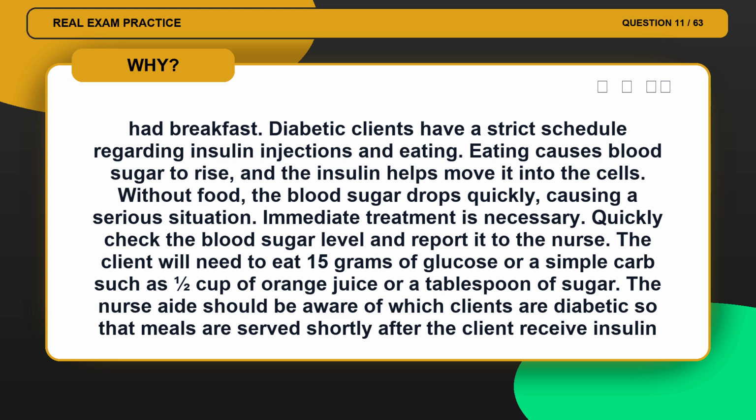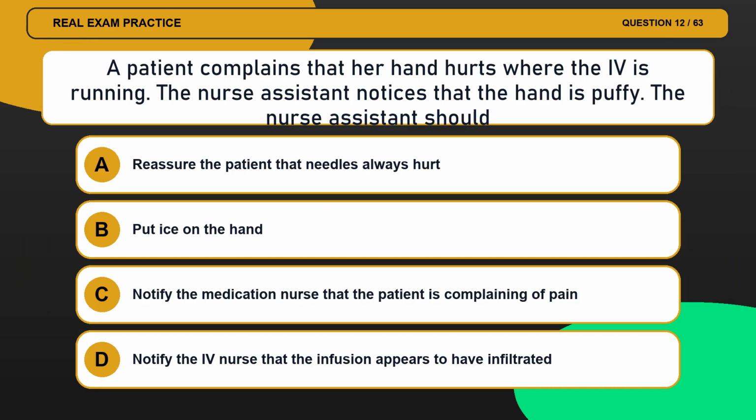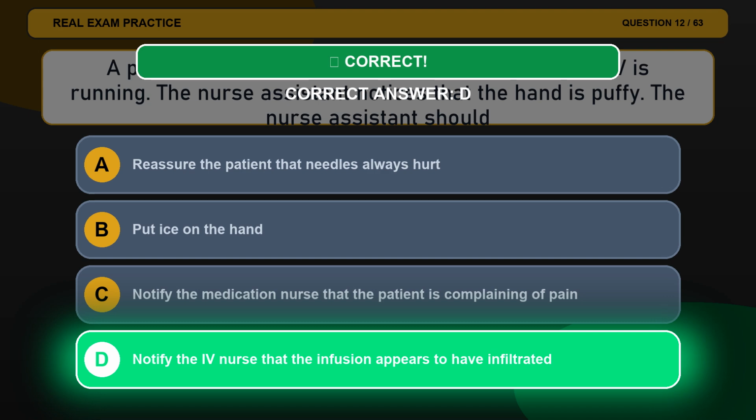receives insulin. Question 12. A patient complains that her hand hurts where the IV is running. The nurse assistant notices that the hand is puffy. The nurse assistant should, option A, reassure the patient that needles always hurt. Option B, put ice on the hand. Option C, notify the medication nurse that the patient is complaining of pain. Option D, notify the IV nurse that the infusion appears to have infiltrated. The correct answer is option D, notify the IV nurse that the infusion appears to have infiltrated.